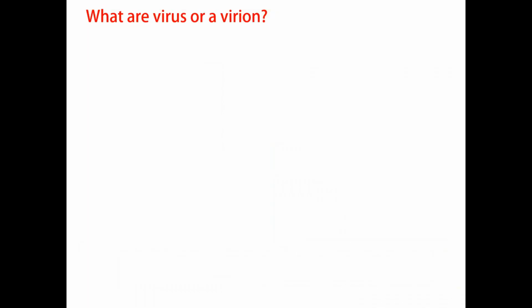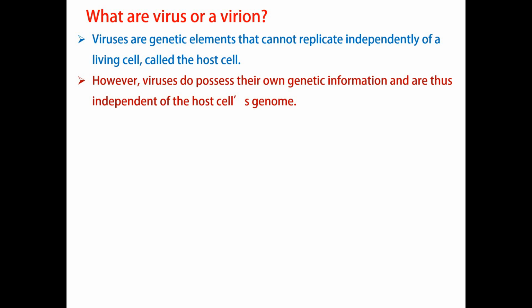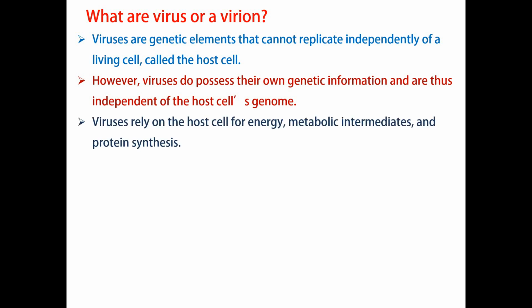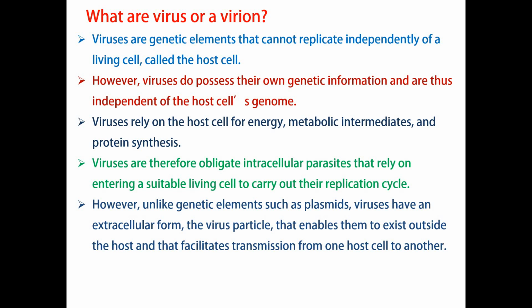So what is a virus or virion? Viruses are genetic elements that cannot replicate independently of a living cell, and the cell in which they replicate is called a host cell. However, viruses do possess their own genetic information, independent of the host cell's genome. Viruses rely on the host cell for energy, metabolic intermediates, and protein synthesis. Viruses are therefore obligate intracellular parasites that rely on entering a suitable living cell to carry out their replication cycle.